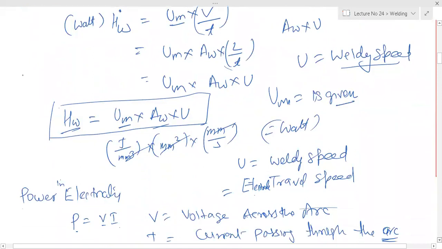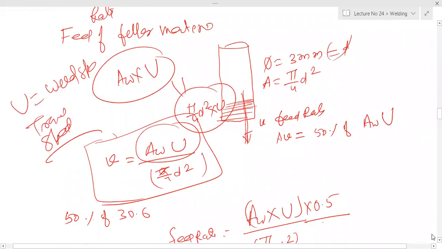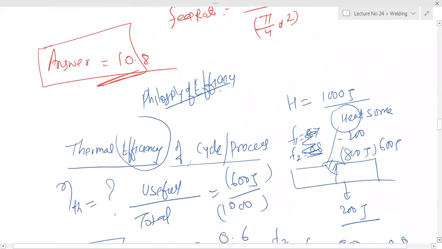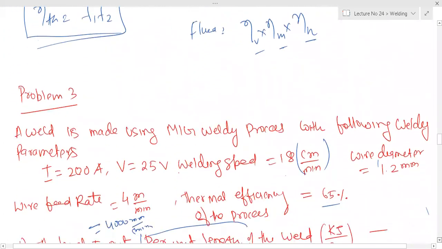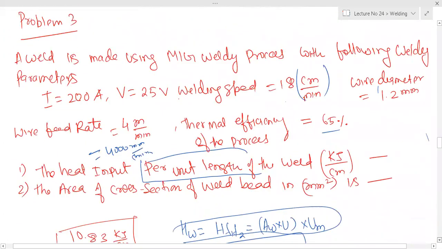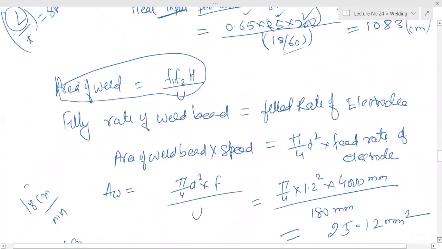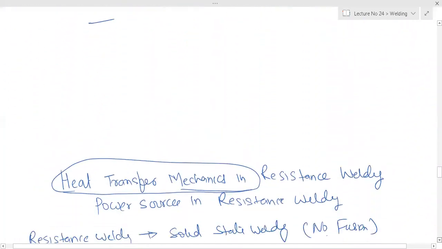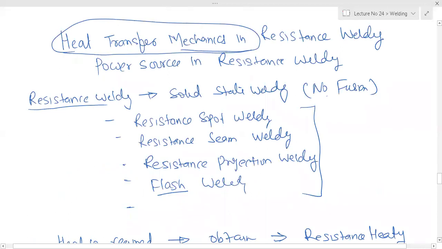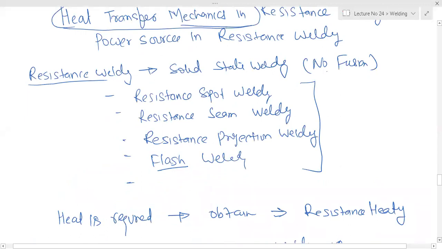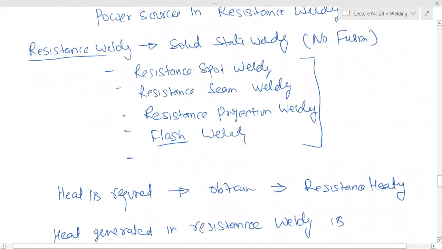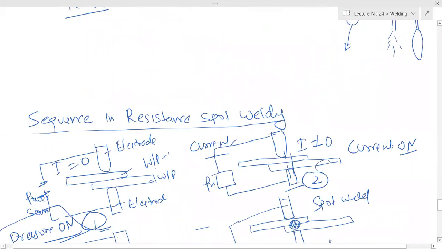We discussed AW, the cross sectional area of the weld. Then welding speed, everything we discussed. So I'm not going to repeat it again; it will take a lot of time. Then thermal efficiency, a lot of numerical problems we solved, and the feed rate of the electrode we discussed. Heat transfer mechanism in resistance welding we started, and finally we introduced a factor K that takes care of the melting efficiency and heat transfer efficiency.